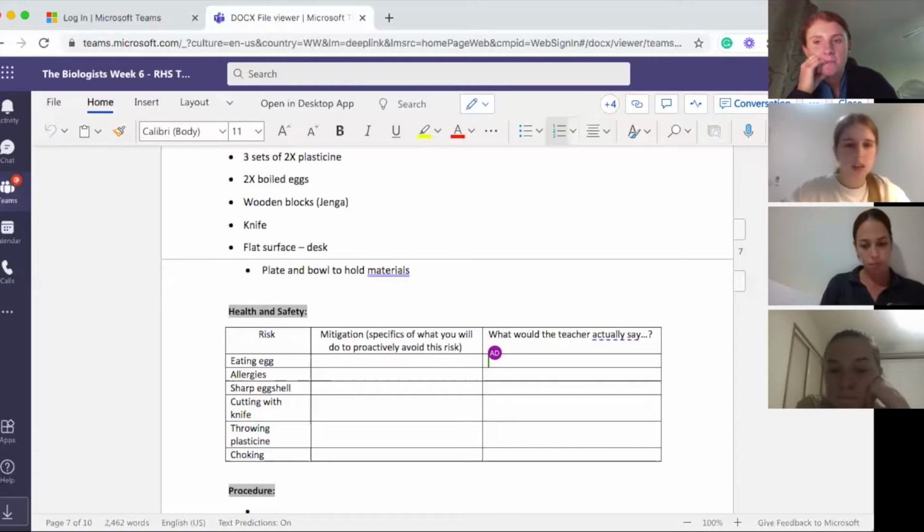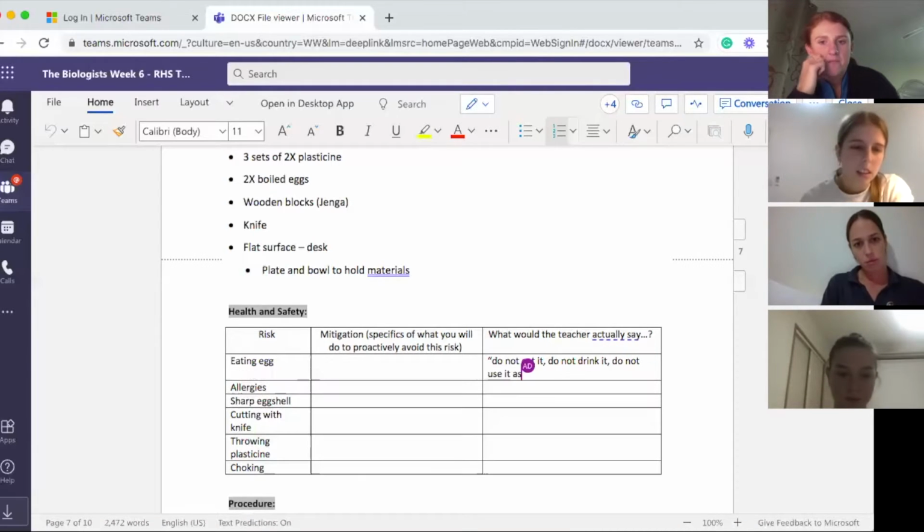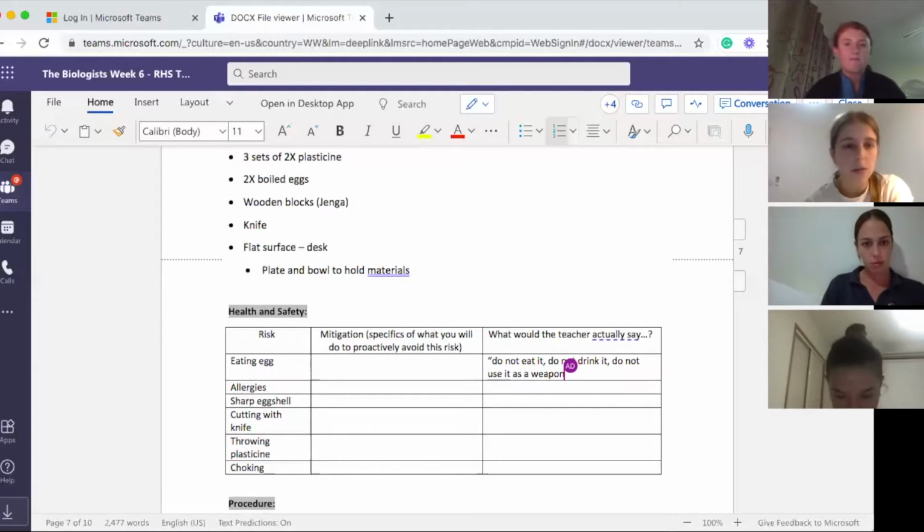We can do the don't eat it, and the other stuff. Yeah. And then obviously the rules before the experiment.